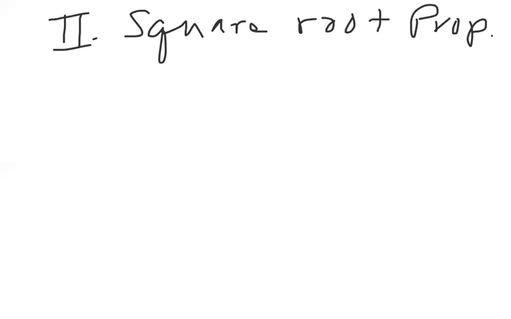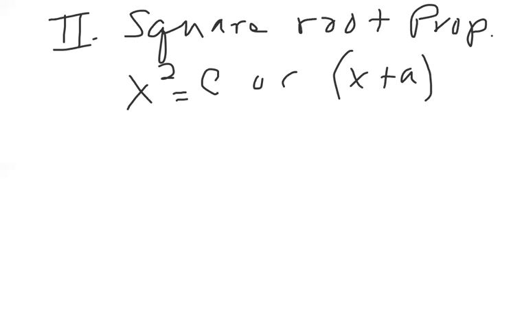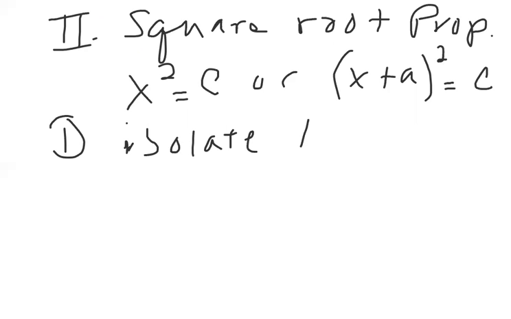So the square root property, guys, if you have any quadratic in the form of x squared equals c, or perhaps x plus a squared is equal to some constant, these are the perfect candidates for the square root property. So the square root property works best for these types of equations. Now, the first step in using the square root property to solve quadratics is to, number 1, isolate the square term, the exponential term.